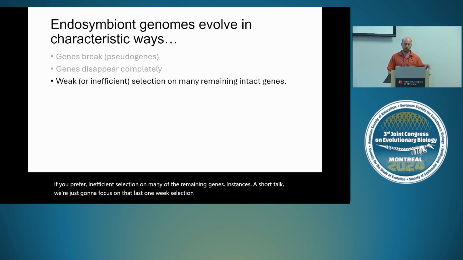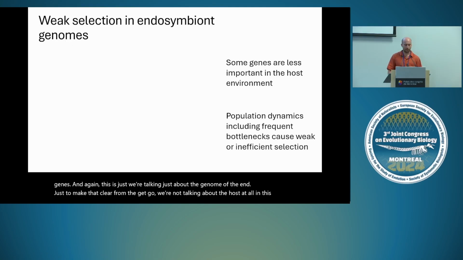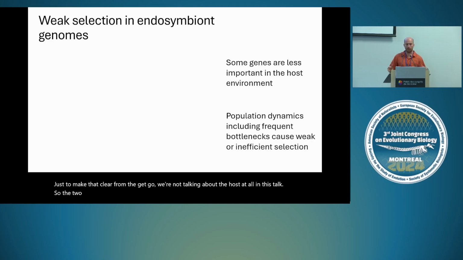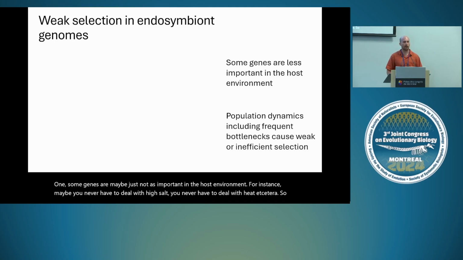So forgetting about all the broken genes. And again, we're talking just about the genome of the endosymbiont, just to make that clear from the get-go. We're not talking about the host at all in this talk. So there are two broad umbrellas for reasons that you might see weak or inefficient selection. One, some genes are maybe just not as important in the host environment. For instance, maybe you never have to deal with high salt, you never have to deal with heat, et cetera. So for those genes, there's not a strong purifying selection for them to still work well.